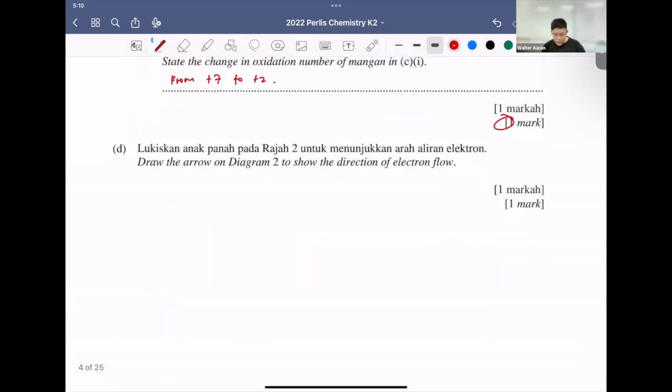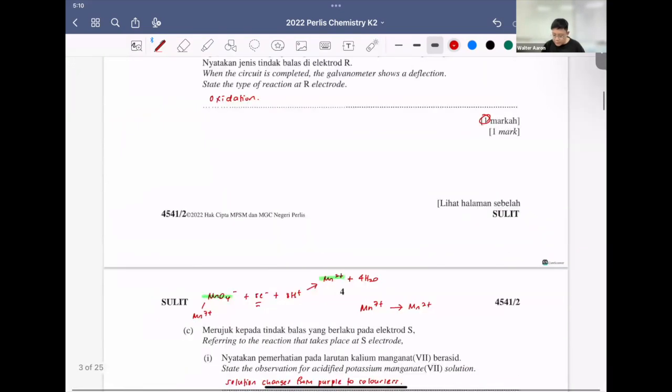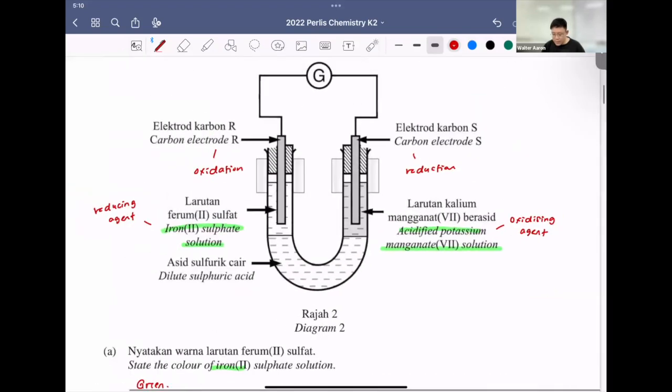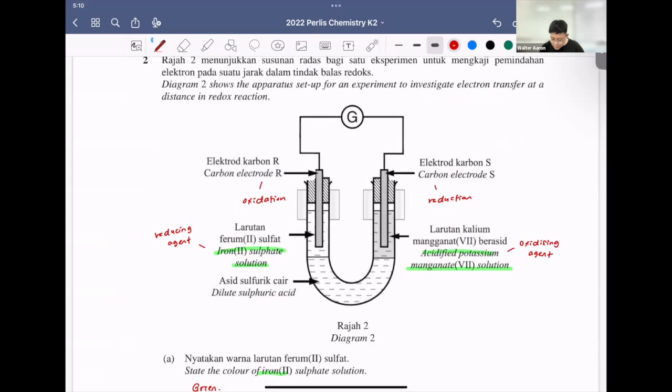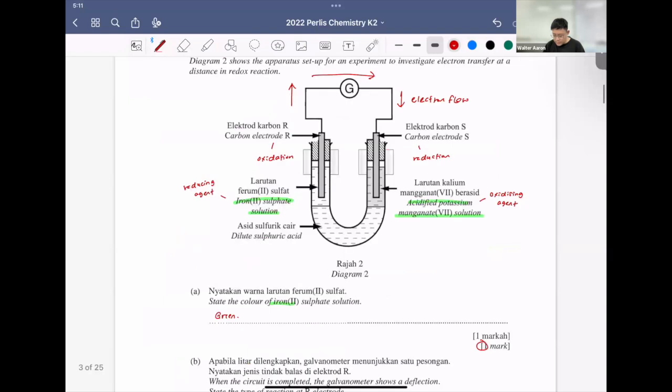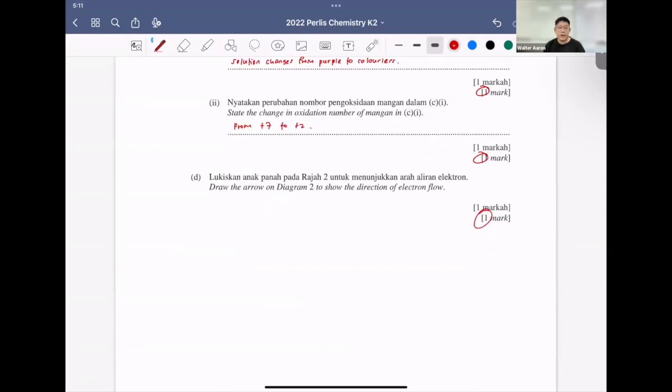So, draw the arrow in diagram 2 to show the direction of electron flow. It's very simple. Since electrons are being accepted by the manganate ion, you can just put an arrow like this. But if you don't want it to be too ugly, you can show something like this. We'll just put here electron flow. Because the question says show arrows, you've already shown the arrow. This is the easiest way to represent the movement of electrons, and that technically scores you 1 mark in total.